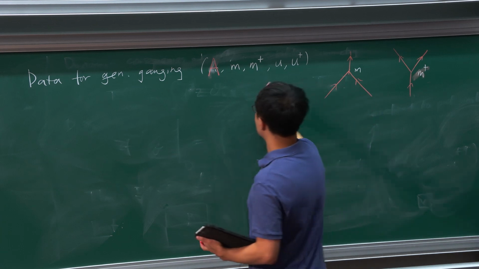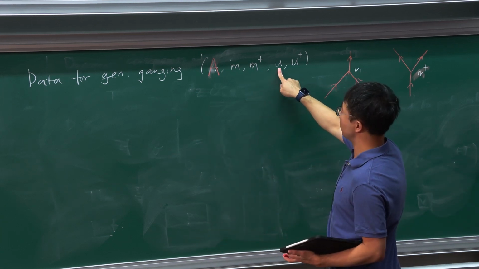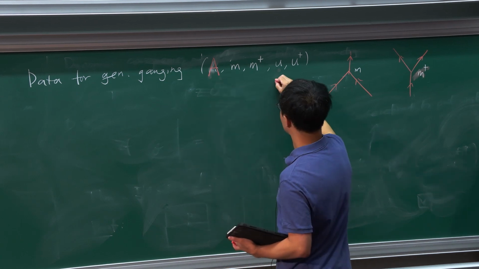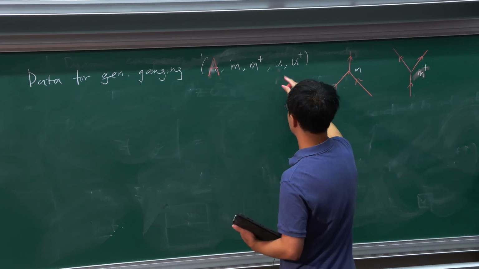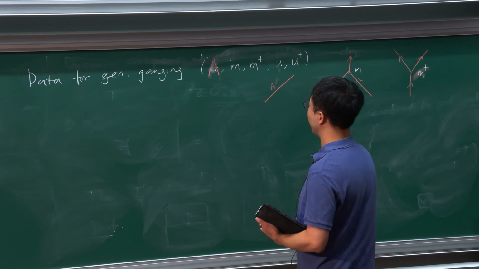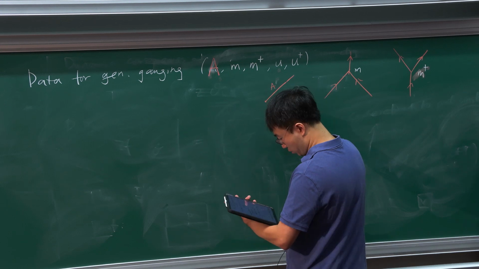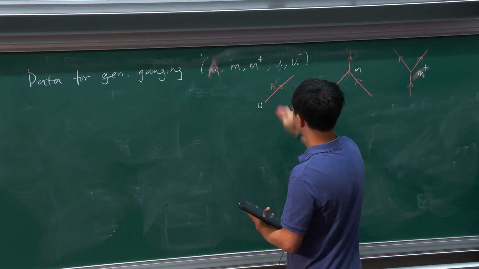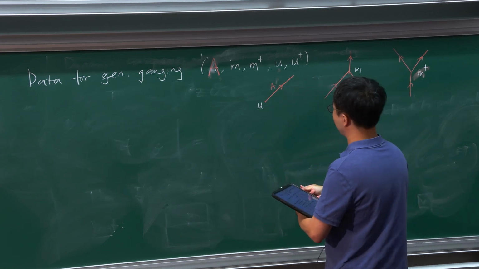And these unit morphisms tell us how A can end topologically. So this U specifies how A can end. A semi-infinite A can end topologically. In my convention, this is the orientation. And similarly for U dagger.